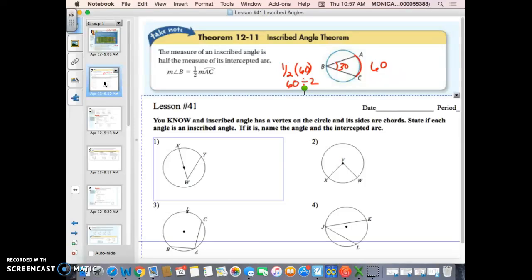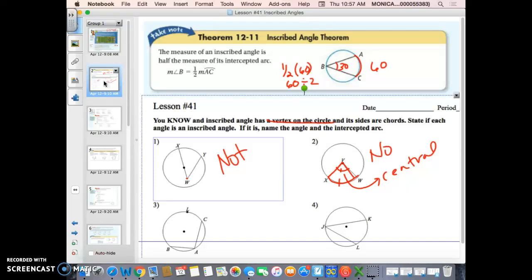But in order to use this theorem, the inscribed angle theorem, you have to have an inscribed angle. So let's look at these examples 1, 2, 3, and 4. Please remember that the vertex is on the circle. This is not an inscribed angle because this vertex is not on the circle. This is what we call a central angle, and remember that the angle measure is equivalent to the arc length.